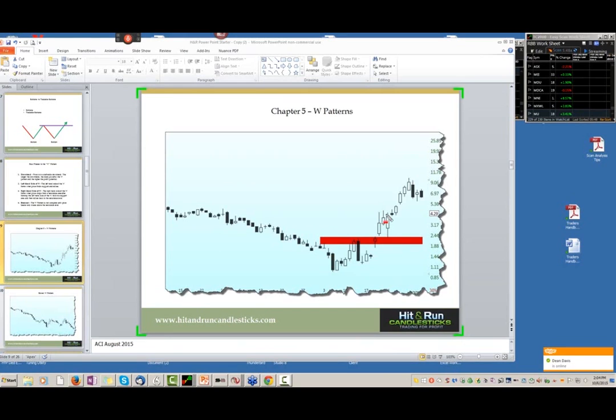And it got a little nasty. I mean, that's a fairly good candle, but if you think about it, that was a pretty nasty looking candle throughout the day until it came back up and closed up bullishly. But from there you can see how it ran.